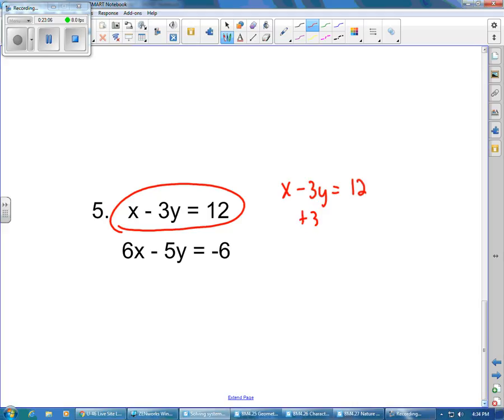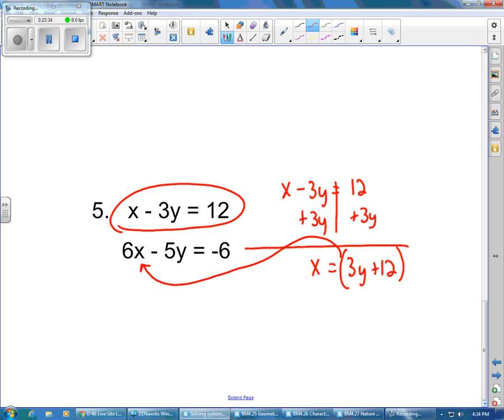So I'm going to add 3y to both sides. And some of you are thinking, but wait, don't I want the y by itself? Yeah, if I'm graphing. If I'm using substitution, it doesn't matter which one is by itself. I just need to know what x equals or what y equals. So x equals 3y plus 12. Now I'm going to take that quantity and substitute it in for the x over here. So I would set it up as 6 times the quantity 3y plus 12 minus 5y equals negative 6. And solve for y from there.